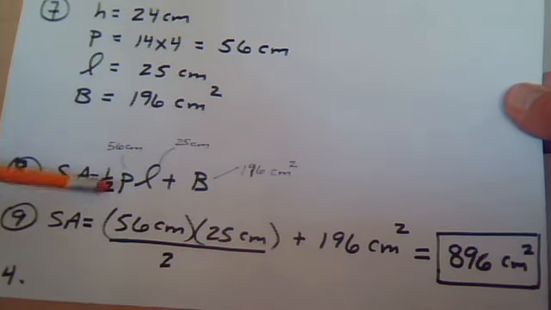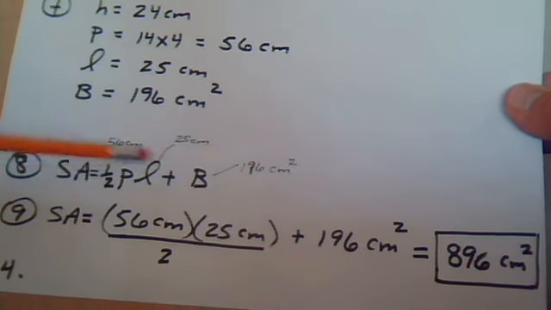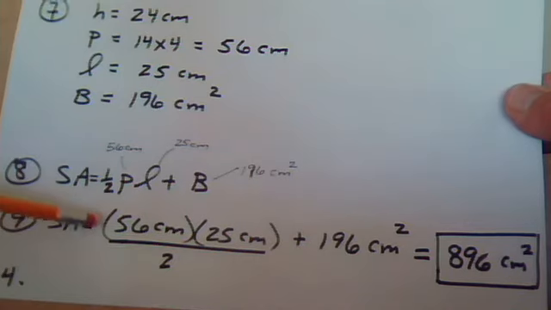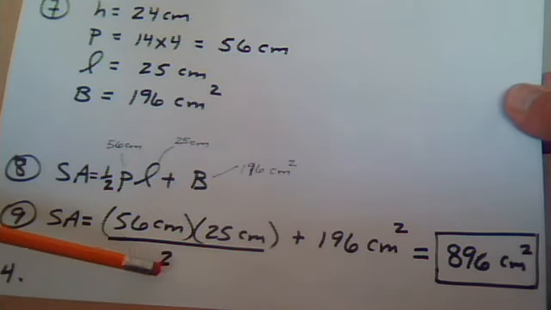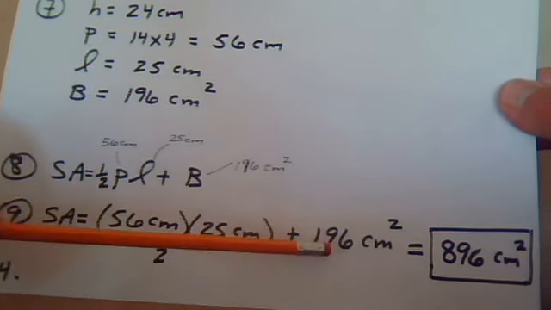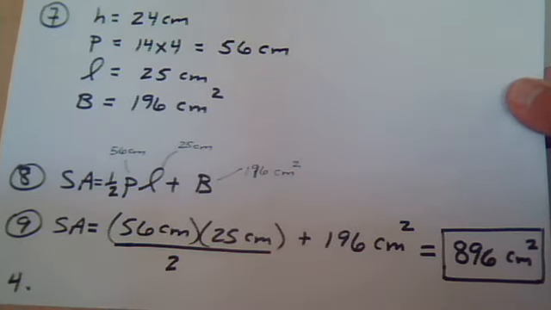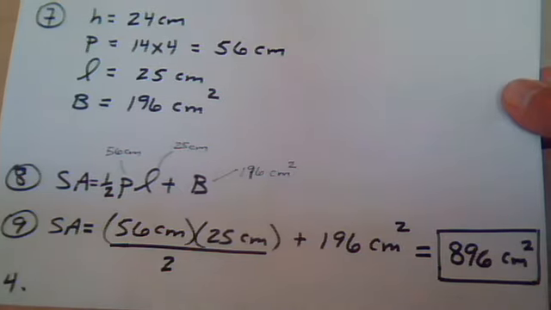This 1/2 is like dividing this term by 2. So it's like saying 1 times PL divided by 2 times 1. So that gives you this divided by 2, plus the area of the base. So it gives us a surface area for this pyramid of 896 square centimeters.